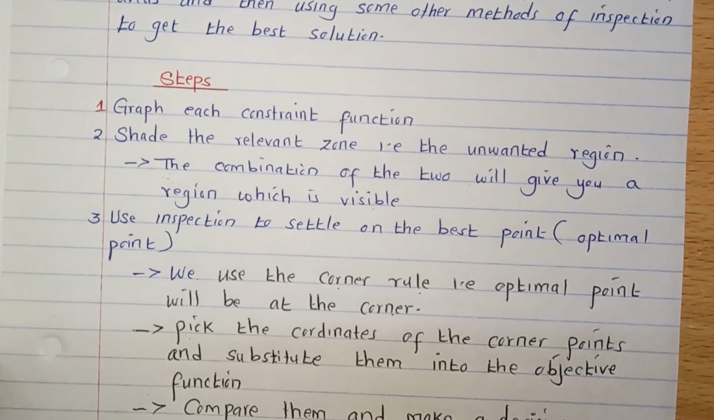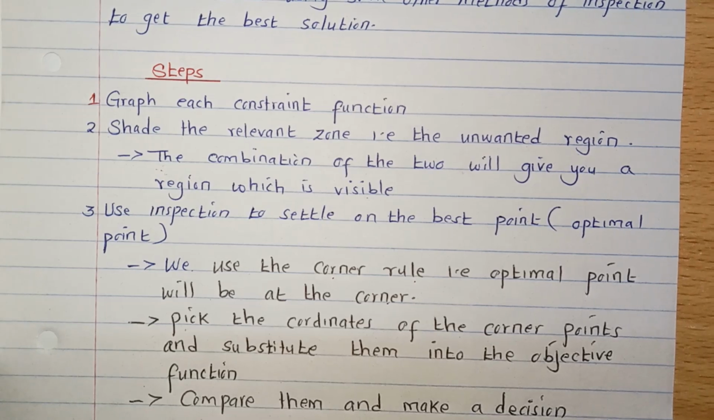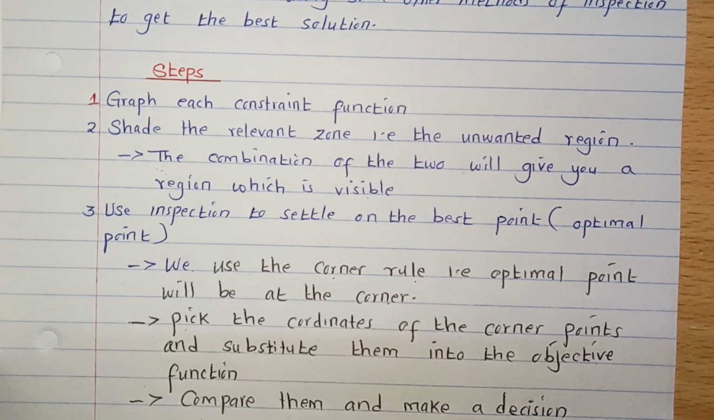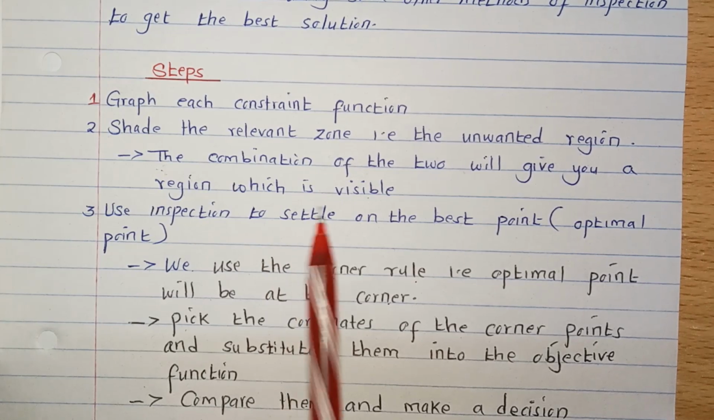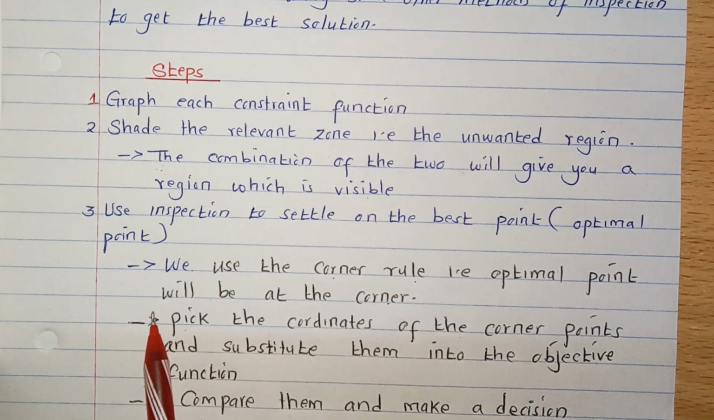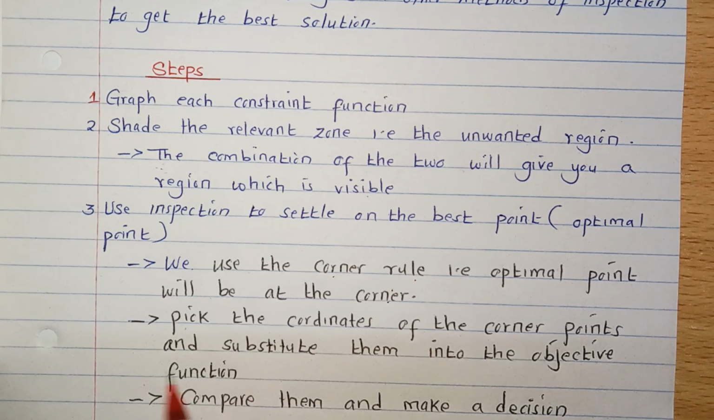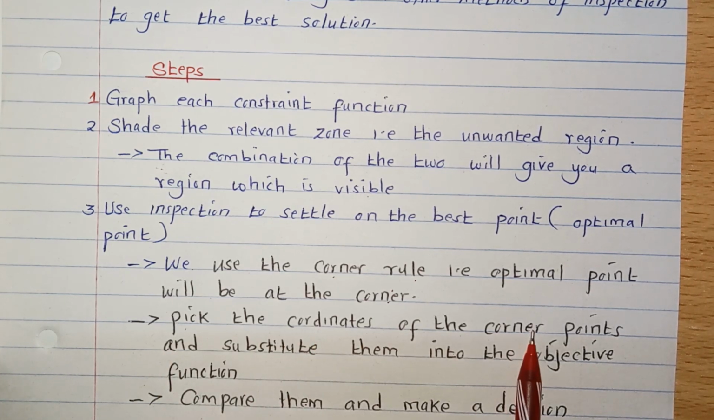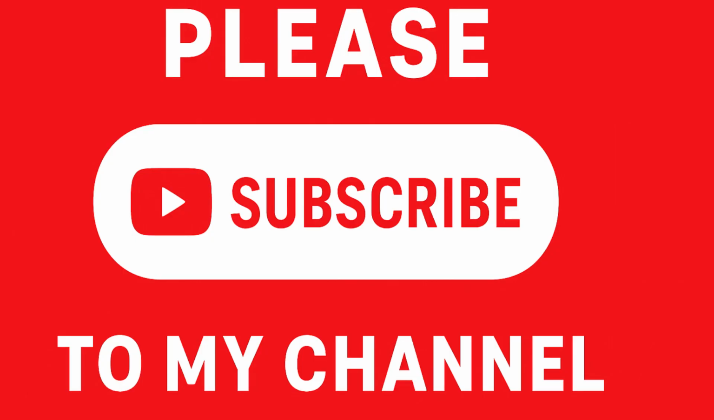So these are the steps. The first step, you graph each constraint function, and then from there you shade the unwanted region. Then you proceed to step number 3, which says you use the inspection method to settle on the best point, that is the optimal point in this particular case. Under step 3, we use the corner rule to find the optimal point. Then you pick the coordinates of the corner points, and I've shown you how to pick the coordinates, and then from there you make the comparison.